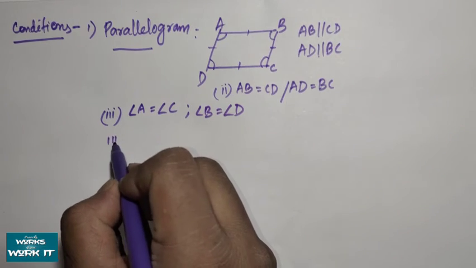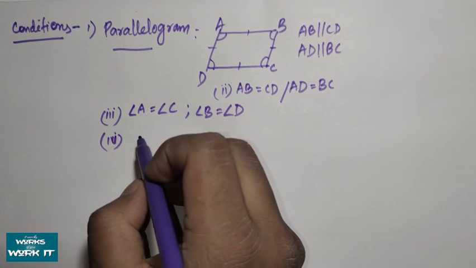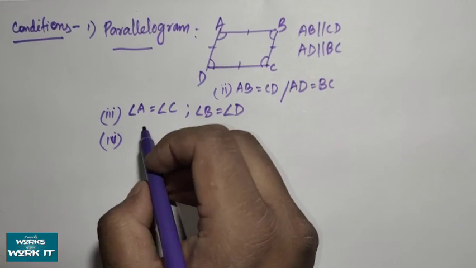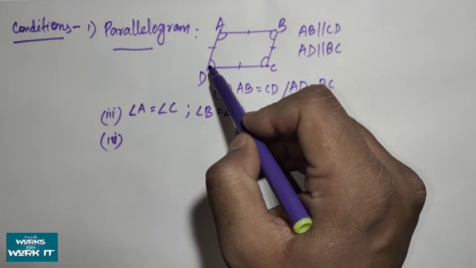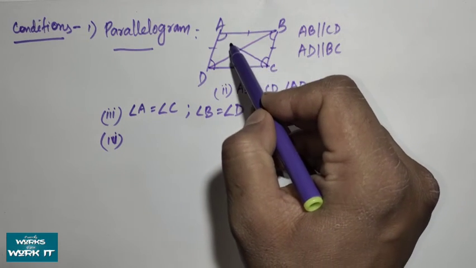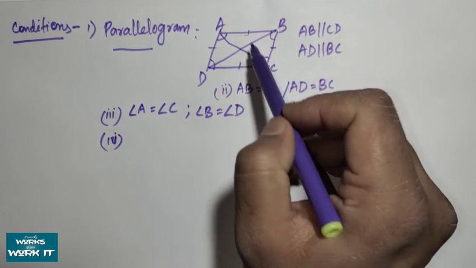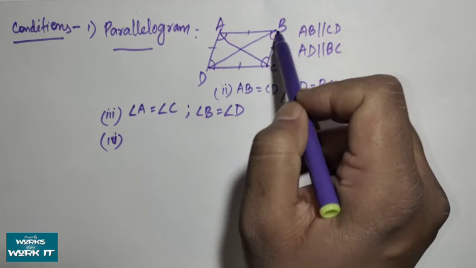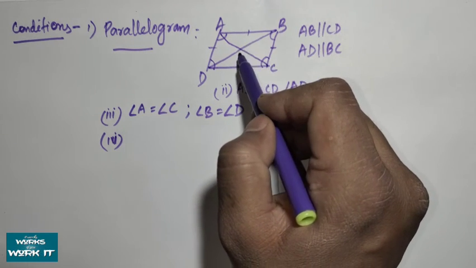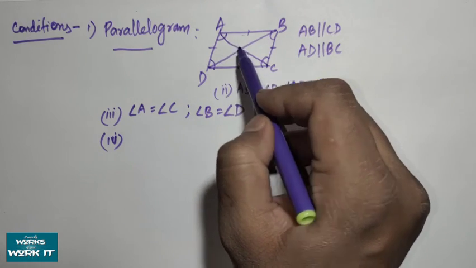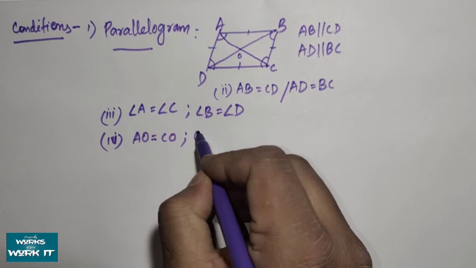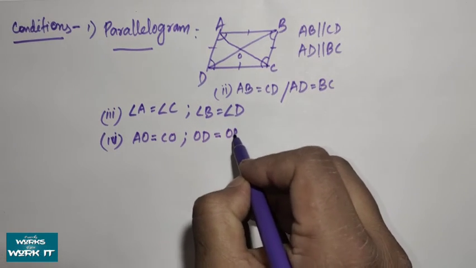Okay, next, the 4th condition: a quadrilateral will be a parallelogram if each pair of diagonals bisect each other. So if I draw the diagonals here, they are drawn joining the opposite vertices of the parallelogram. So I have joined AC and BD. AC and BD are two diagonals here, and they will bisect each other. That means AO will be equal to CO and OD will be equal to OB.